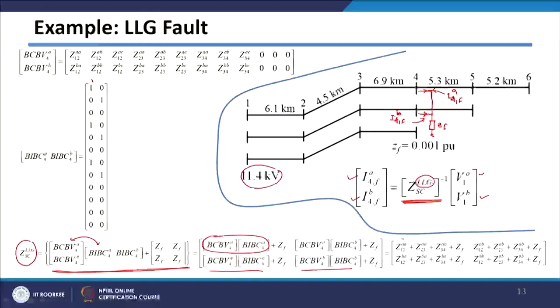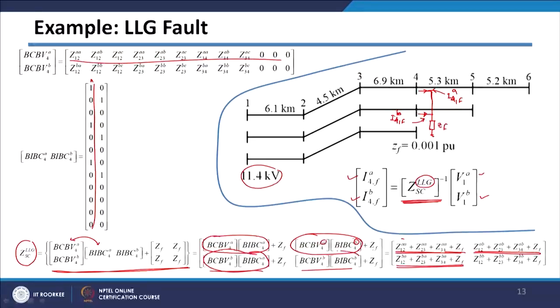Basically, this column and this row, and this column we are multiplying. So, you will get this quantity here plus ZF is still there. Then BCBV multiplied by BIBC corresponding to A and B phase, you will get this term here, and from this term I will get this term here, and from this term I will get this term here. So, just from these two matrices I have got these 4 quantities in this particular matrix, and once you get this matrix, the inverse of this matrix can be put here to get the fault currents.